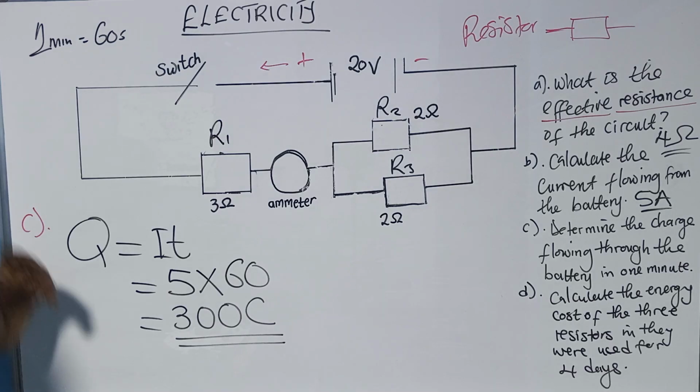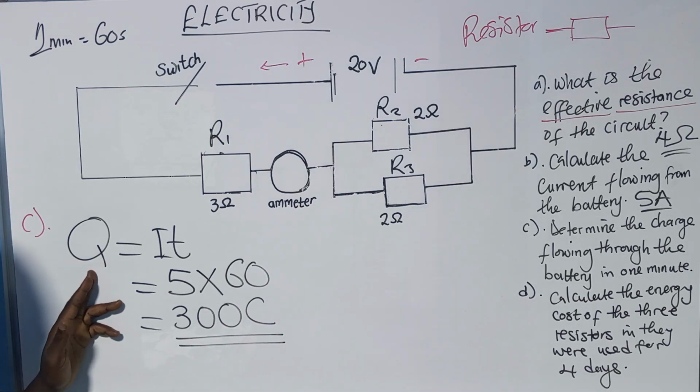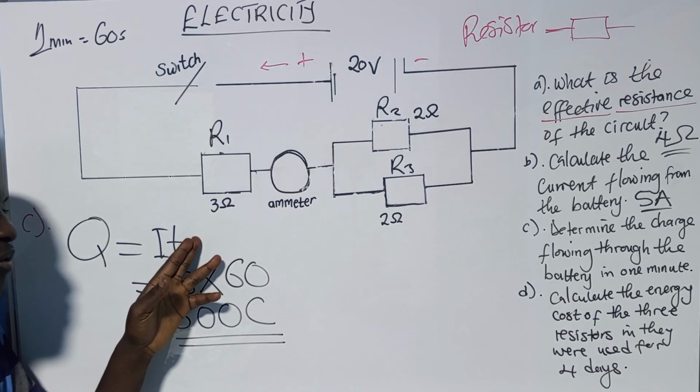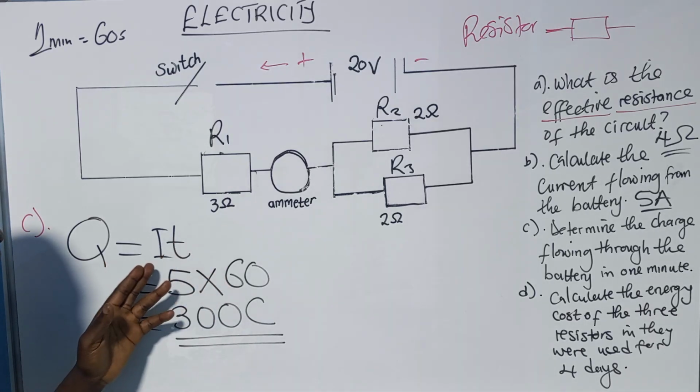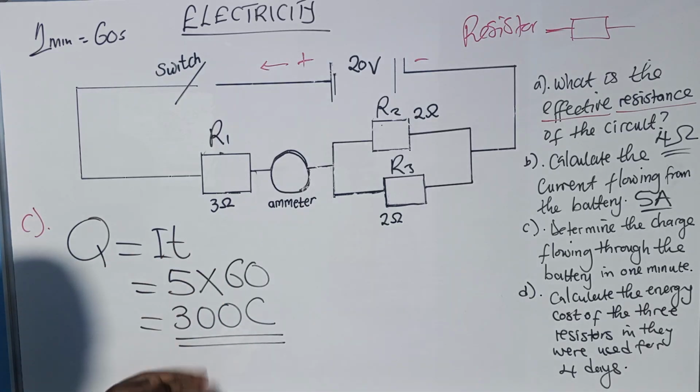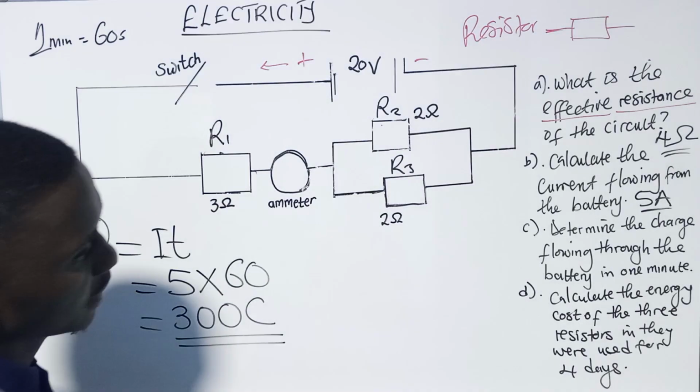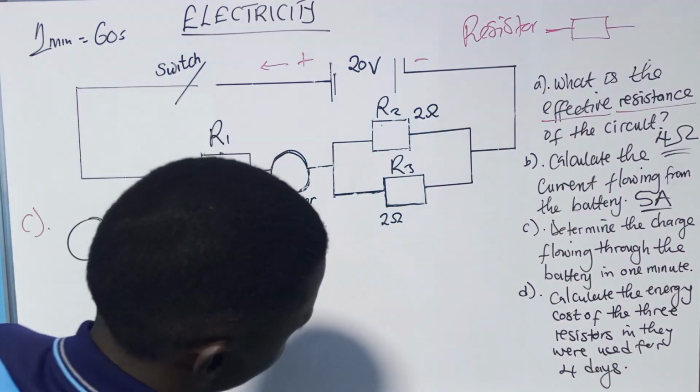But there are situations where they can give you charge and they give you current, then they ask you to find the time. Any of the two. They give you charge and the current, then they ask you to find what? Time. Then let's go to question D.